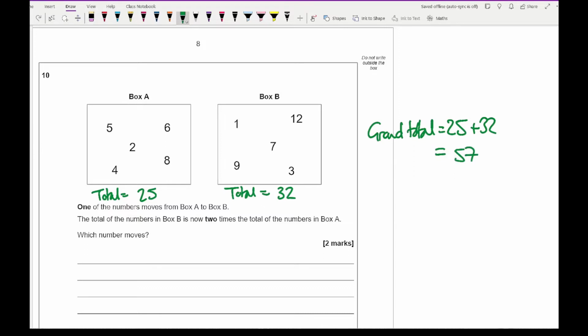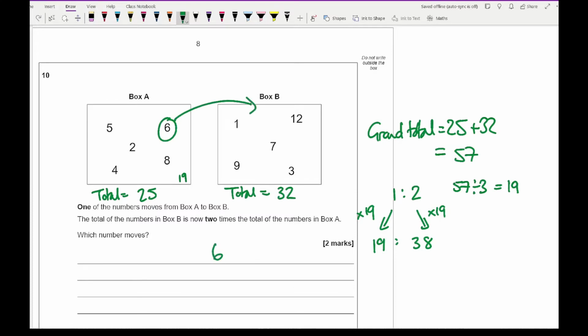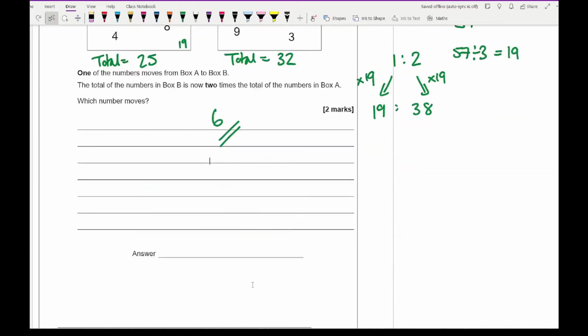And 57, well, if we want 2 times as much, the ratio is going to be 1 to 2. So if I do 57 divided by 3, that gives me an answer of 19. And then 1 times 19 is 19, and 2 times 19 is 38. Now this is what I want the totals to be. So if I've got 25 and I want 19 in this box, then I need to get rid of the 6. So the 6 changes over, and there is my answer for that one.